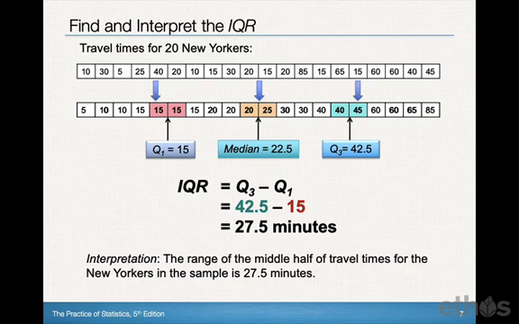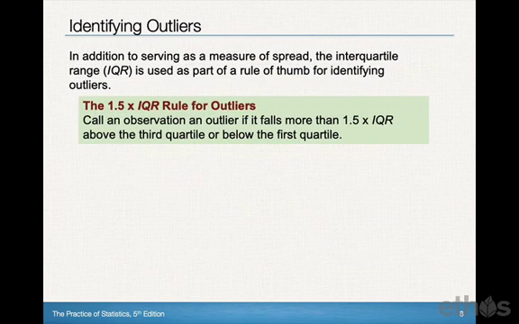The range is the middle half of blank for blank in the sample is blank. You can put in the context yourself, but you could borrow this wording every single time. All right. So this number, the IQR, gives you an official rule for finding outliers and saying definitively that a number is an outlier.